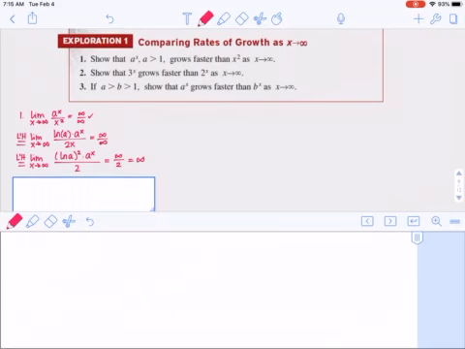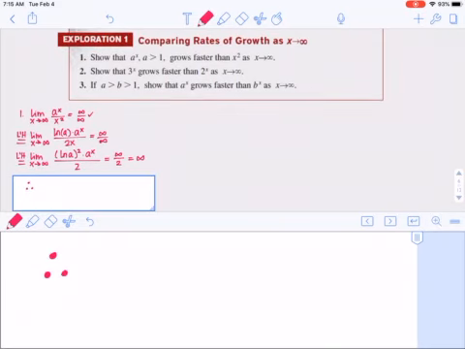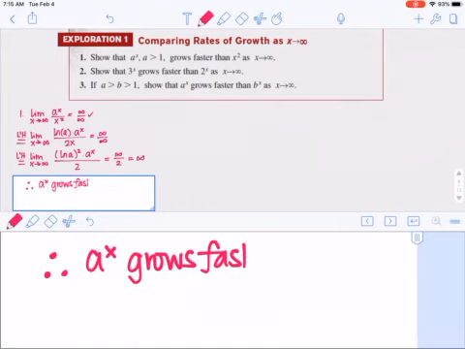And I would say your final statement, maybe something in words explaining your answer. So therefore, a to the x grows faster than x squared.